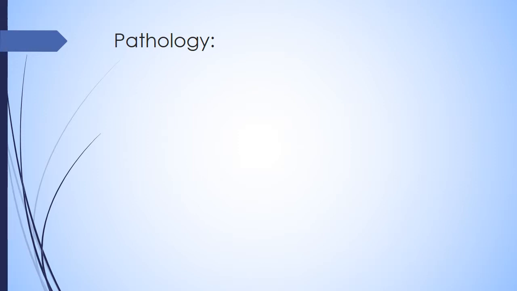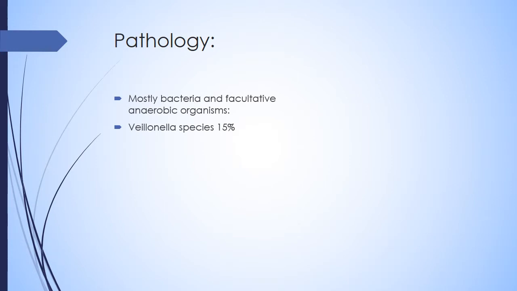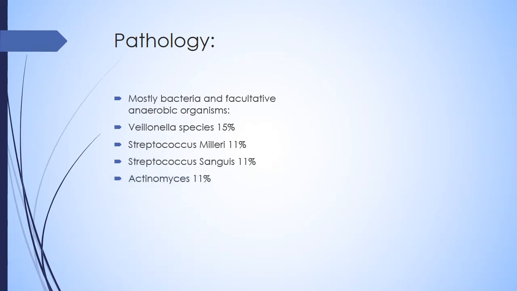What is the pathology? Mostly bacteria, especially anaerobic organisms. What are those? Salmonella species about 15%, Streptococcus mallei about 11%, Streptococcus sanguinis about 11%, Actinomyces about 11%.